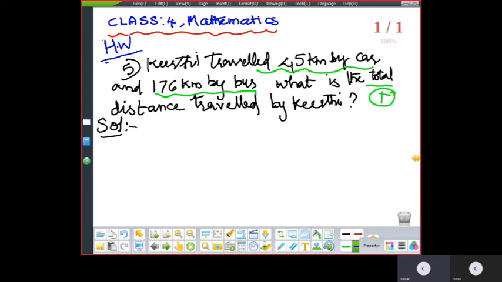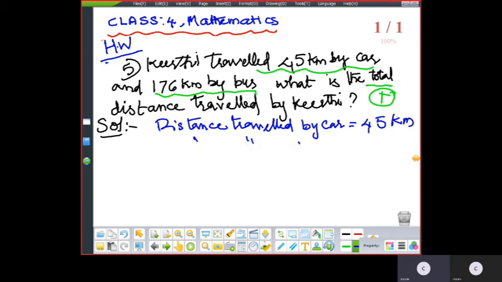Okay. So it is a practice type of problem. Instead of doing the normal problems, I am giving you word problems so that you can understand both word problems and the method to do addition and subtraction. Now, distance traveled by car: 45 kilometers. Distance traveled by bus: 176 kilometers. Total means addition, so 176 plus 45. Let me do it in the rough side column.